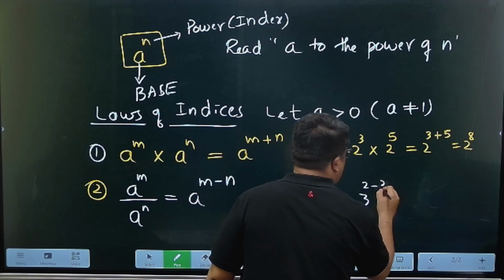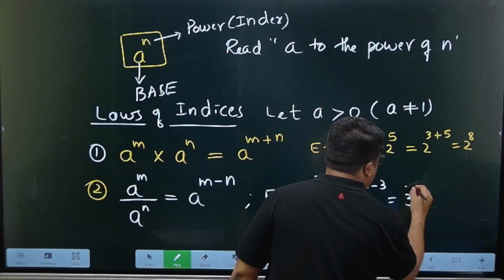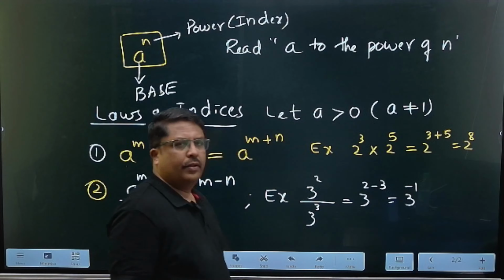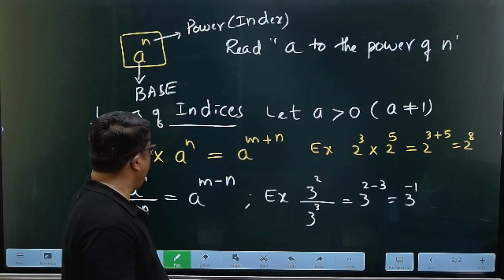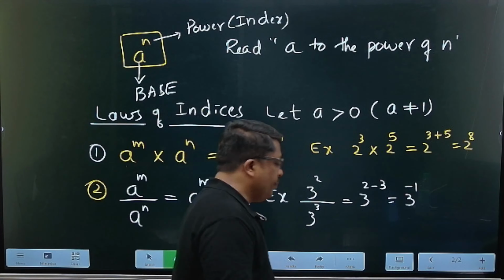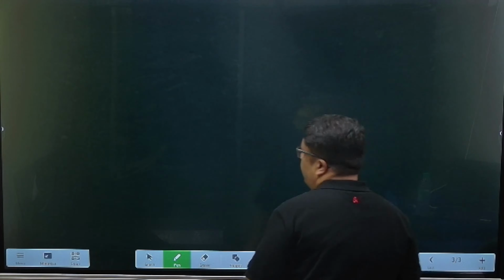2 minus 3, that is 3 raised to minus 1. So these are the two laws. The third law will be the power of power.